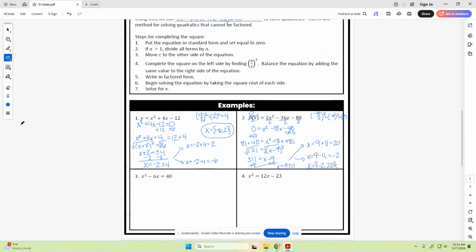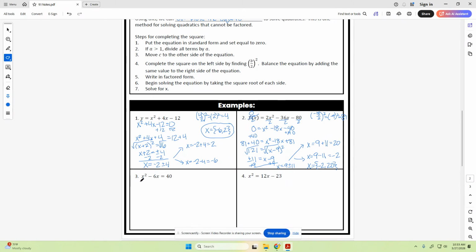Okay, so now we're looking at our third example. We have x squared minus 6x equals 40. So step 1 says put it in standard form and set it equal to 0. Except, in this occasion, we're going to talk about why I might not want to do that, because remember, in step 3, we have to move c over to the other side. So it's almost like that step was done for us in number 3, and I'm actually just going to leave the 40 on the other side.